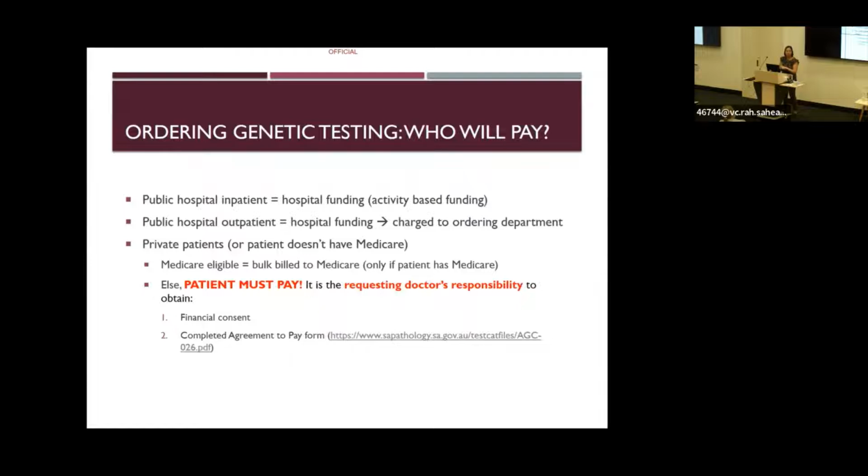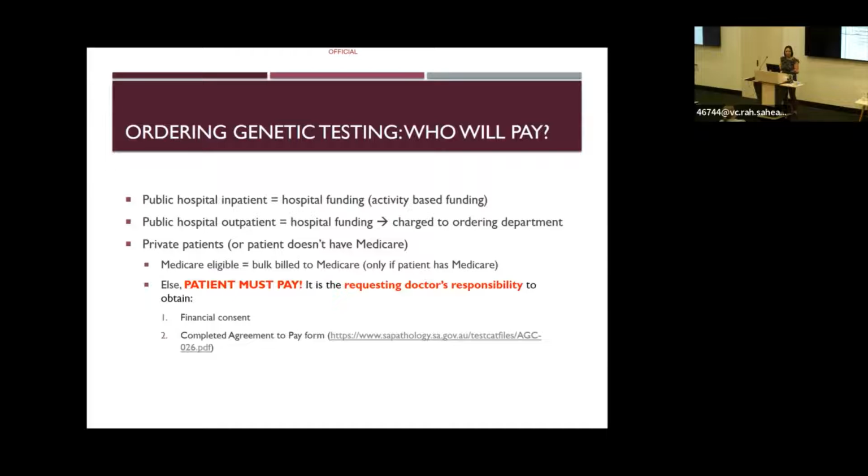this test is going to cost $2,000. Are you able to pay? These are the options if you can pay, these are the options if you can't pay. You know, what's the implications if you do or don't get the test? So it's important to have that conversation before you send them off to get their blood taken.